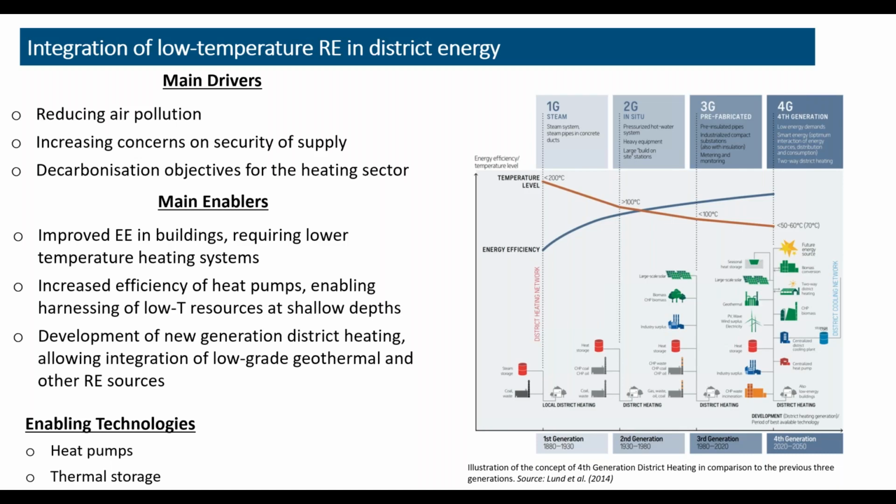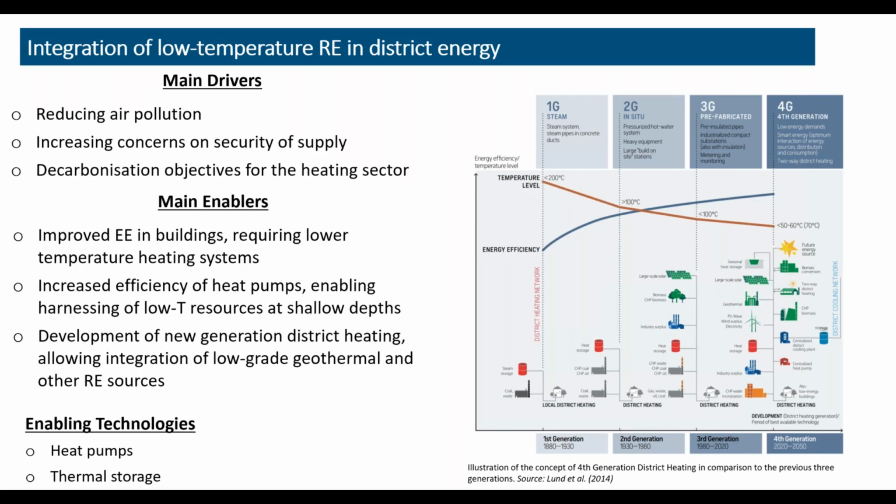Now, an interesting thing about the locally available renewable energy sources is that most of them happen to fall in the category of low temperature resources, which have temperatures of below 70. And these include the low temperature geothermal, solar thermal, and waste heat from industrial processes and also from cooling operations.